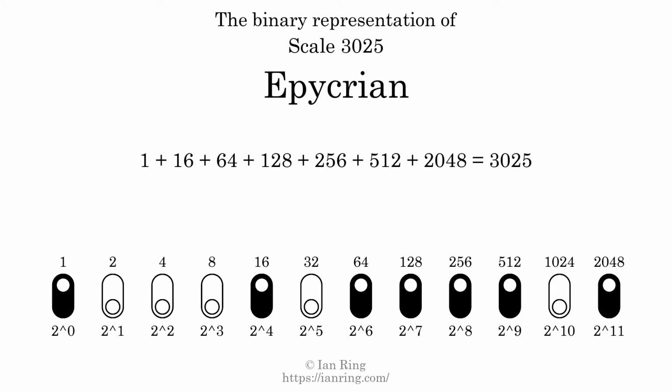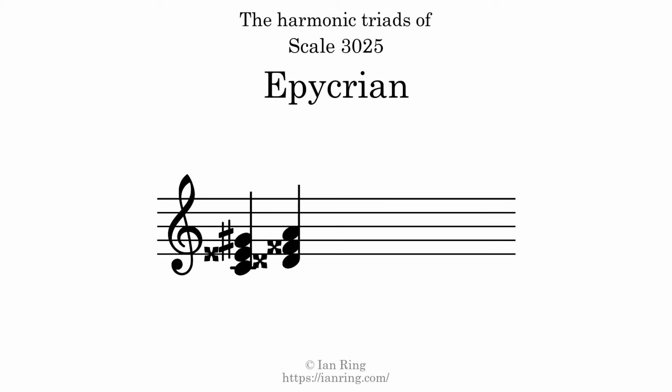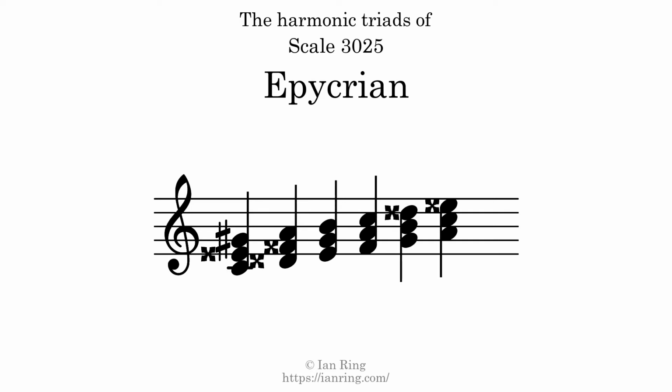The scale number not only enumerates the scale with a unique index, but it also literally describes the tonal content of the scale. Represented as a binary number in base 2, the scale number is 101110100001. Here are the harmonic triads present in this scale. Unnamed, unnamed, unnamed, unnamed, unnamed, unnamed, unnamed.